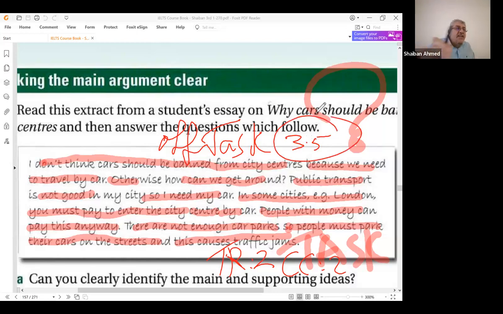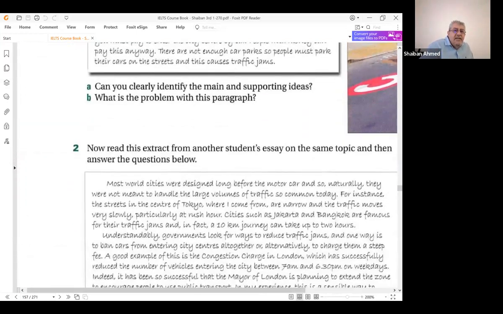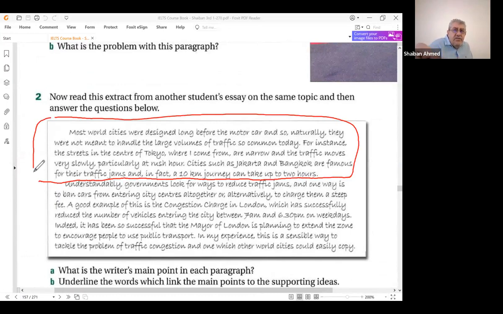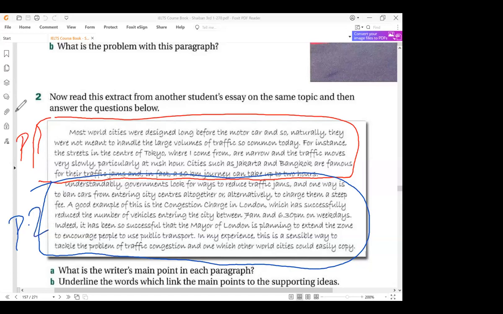Okay, now we have another example about banning cars from city centers. Here we have a paragraph. I want you to read. We have this answer, and as you can see, it has two paragraphs. I want you to read them and tell me your opinion about them. First, this is paragraph 1 and paragraph 2. Give me your opinion after you finish, of course.